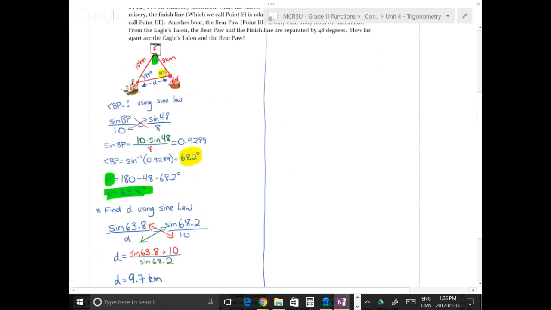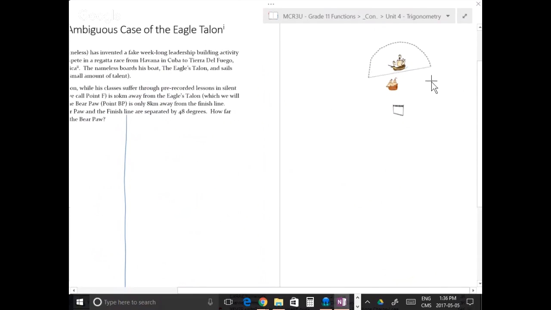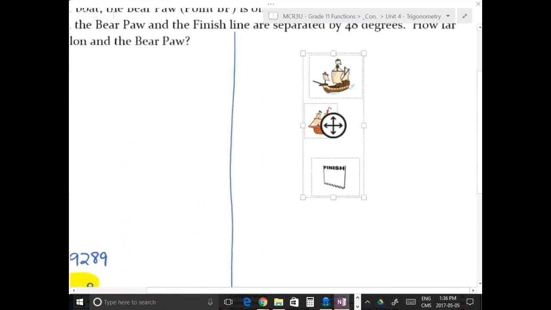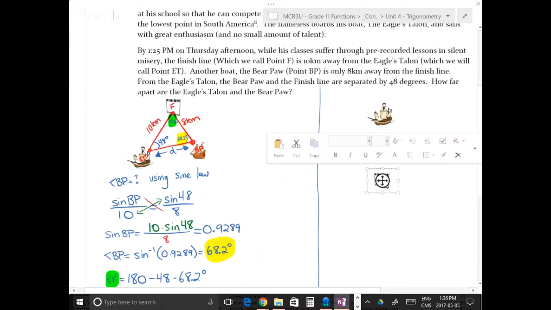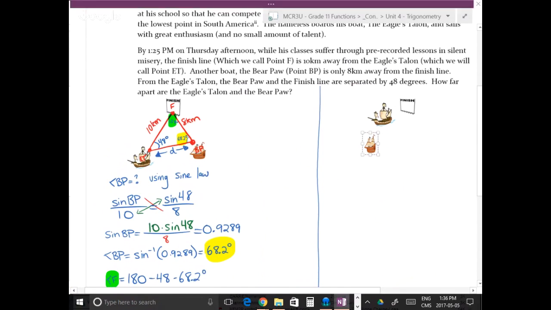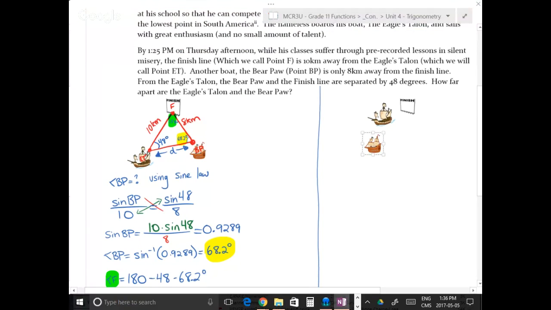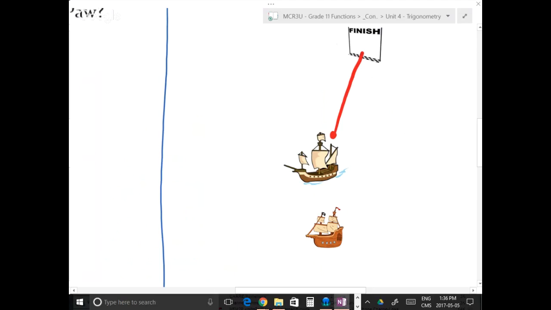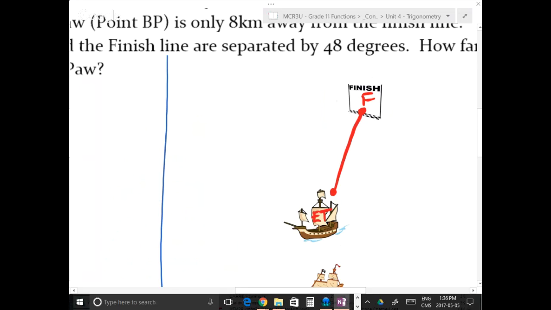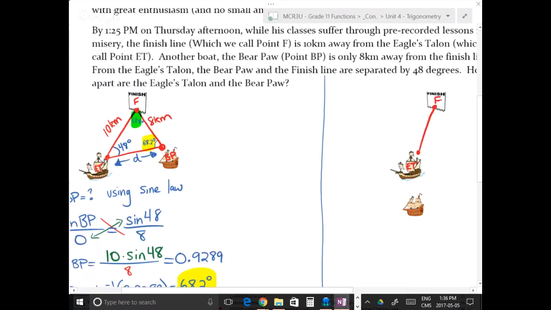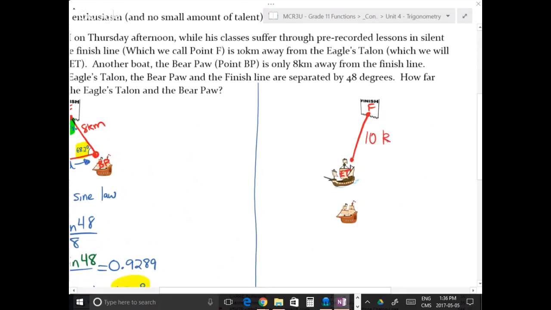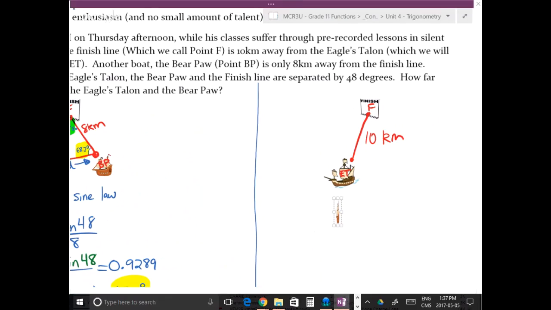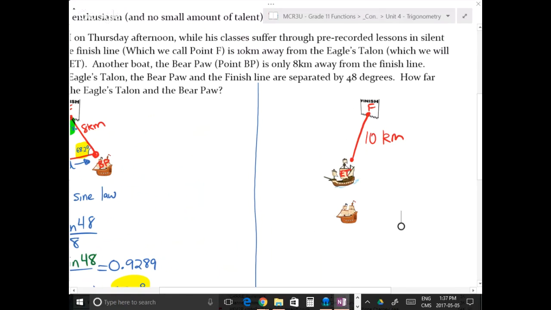But I want to suggest something. Oh boy. What if there's the finish line? Oh gosh, that's not what I meant to do. What if there's the finish line and there's my ship? That's my ship. That's the Eagle's Talon, right? That's what we called it. And there's the finish line. And we were how far apart? 10 kilometers. Oh, I hope I didn't screw this question up making it. It wouldn't be my first time. I make mistakes sometimes.